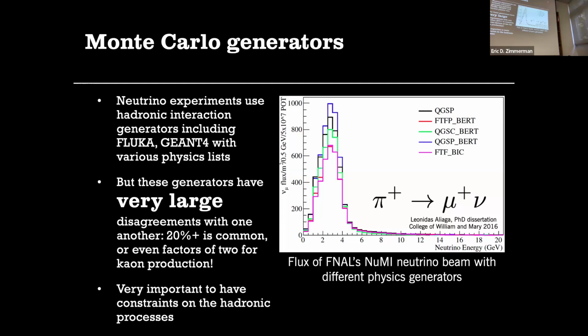This is a comparison of the pi to mu flux in the NuMI beam with different physics lists in Geant4. And you can see there are significant differences among the physics lists. And so we want to have more constraints on these hadronic processes.